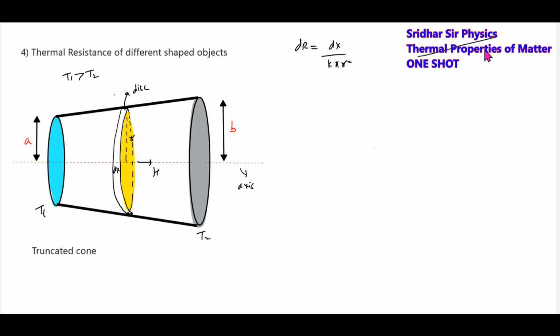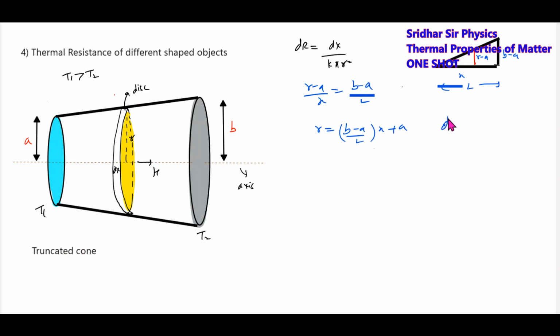Fine. Then we'll get one triangle here. Call some alpha. This will be b minus a, r minus a. This is x. This will be l. So from the triangle, r minus a by x equal to b minus a by l. Here we'll replace this one. So r equal to (b minus a) by l into x plus c. So dr is equal to (b minus a) by l into dx. Substituting dx in terms of dr, then integrating, then I'll get thermal resistance as L by K pi ab.